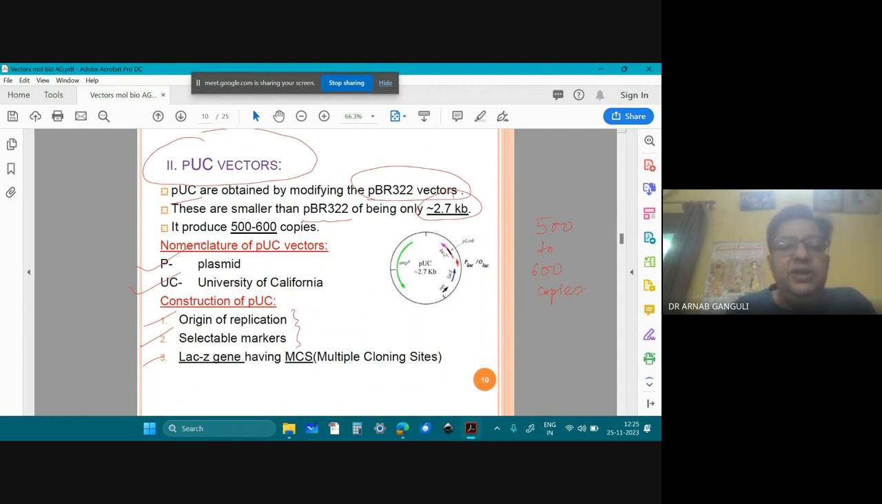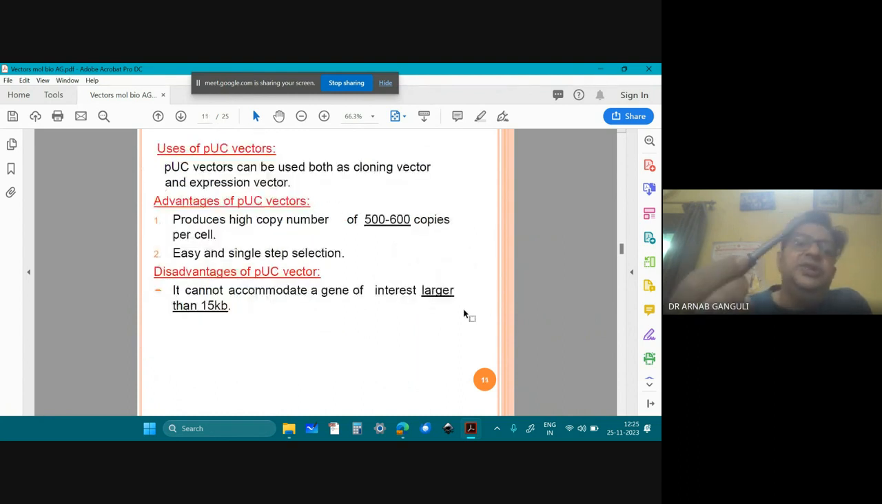It has an origin of replication, selectable marker, lacZ gene, and multiple cloning sites. Okay. Uses of pUC vector. It can be used both as a cloning as well as expression vector. High copy number, 500 to 600 copies. Simple and single step selection. Just the antibiotic and you can select it.